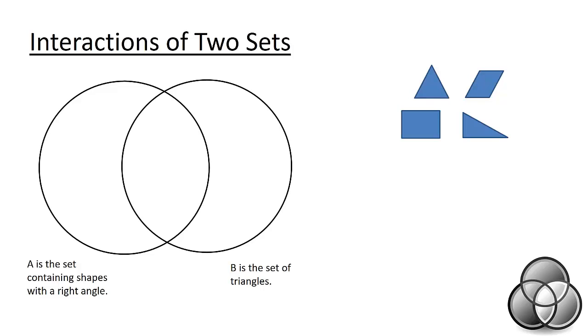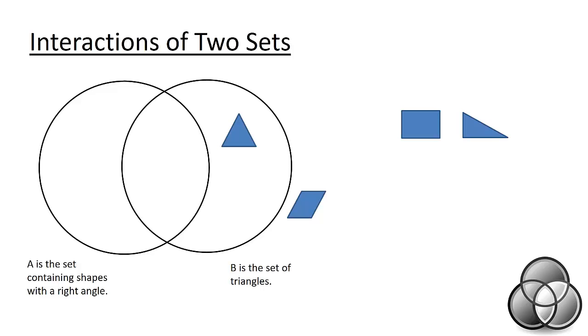First, our isosceles triangle doesn't have a right angle, so we can simply slide it over into the far right of our diagram. The parallelogram isn't a triangle, so we can't put it on the far right. It also doesn't have a right angle, so we can't put it in the other circle either. So we're forced to let it sit outside of the diagram, uninvited to the party.